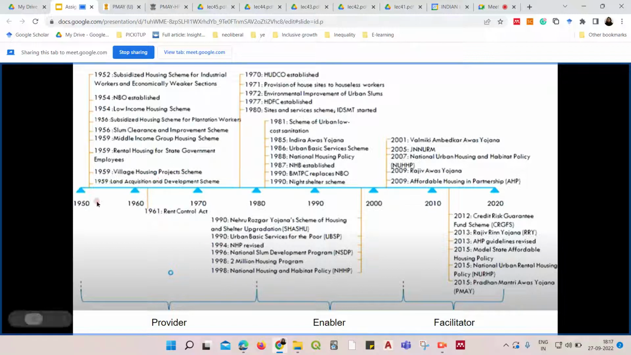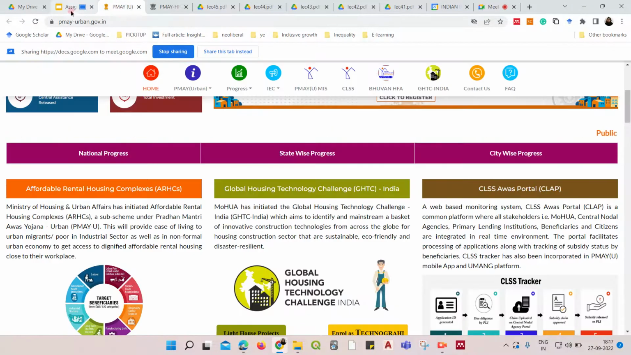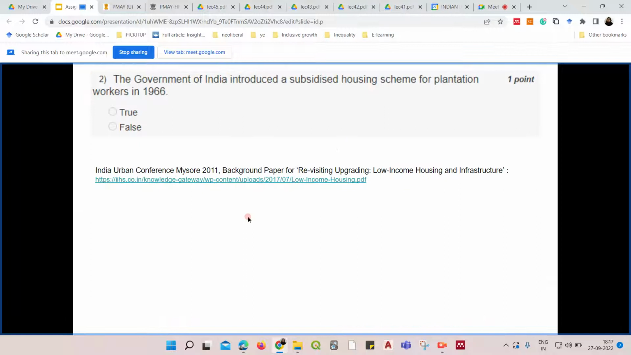So in this timeline itself, you can see various years, and from which year to which year different programs were established. If you pay attention to this timeline, you can see which programs were introduced in which year, and using this you can solve this question.